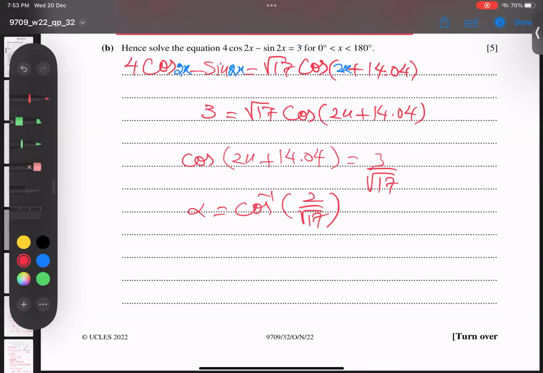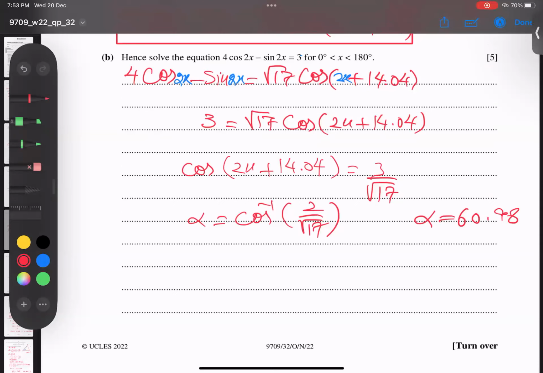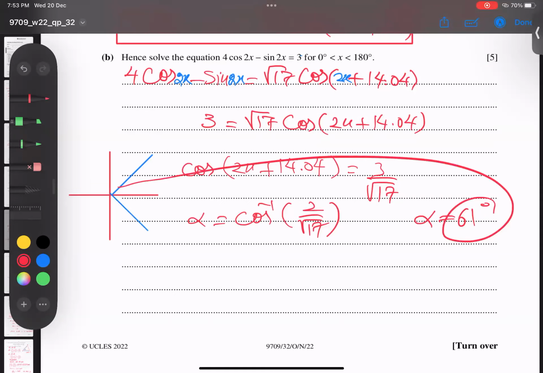It is giving me 60.98. If I round to 1 decimal place, let me check. Yes, rounded to 1 dp, it gives us 61 degrees. So this is alpha. You know where cos is positive, student? I make a cross and you will understand. Cos is positive in the first quadrant and the fourth quadrant. And this alpha I will copy here and here, 61 and 61. I believe you got the point.